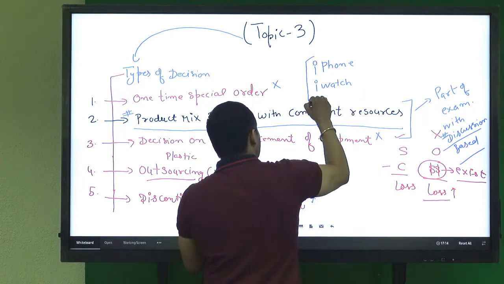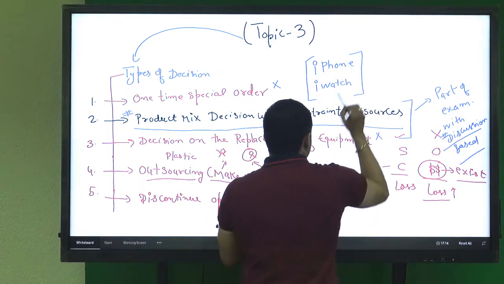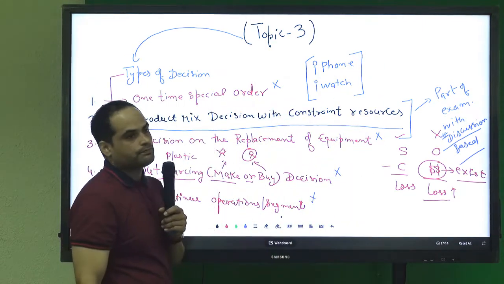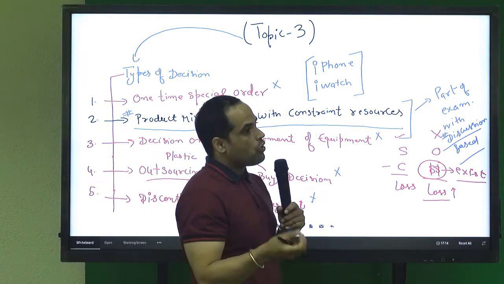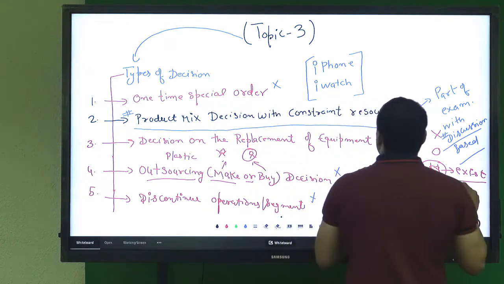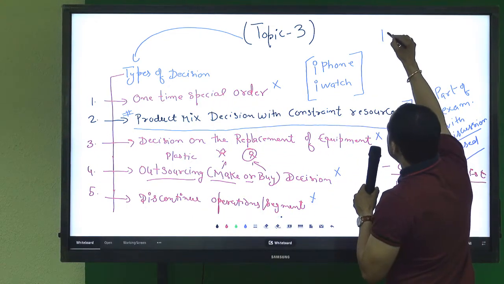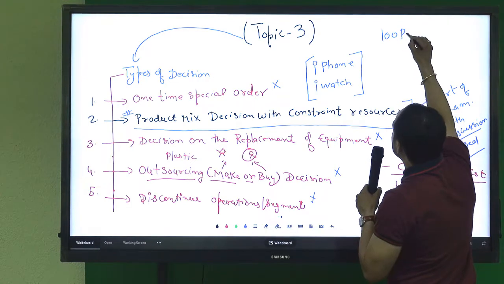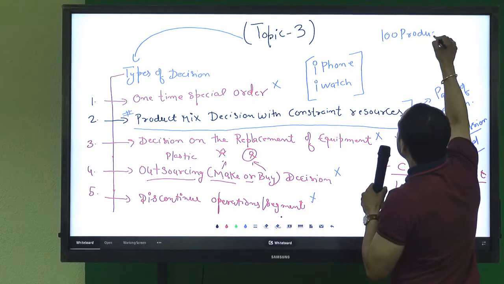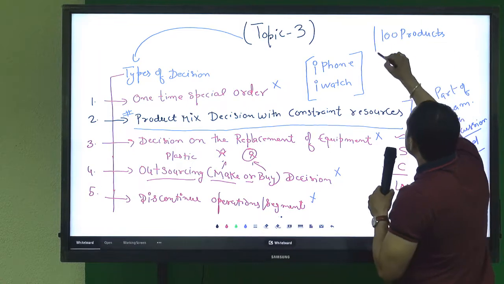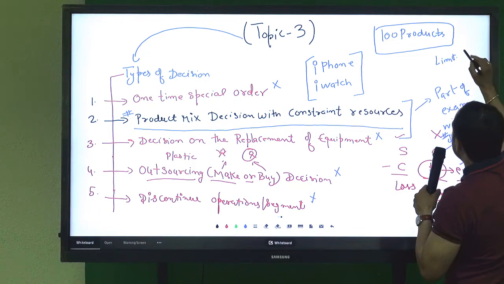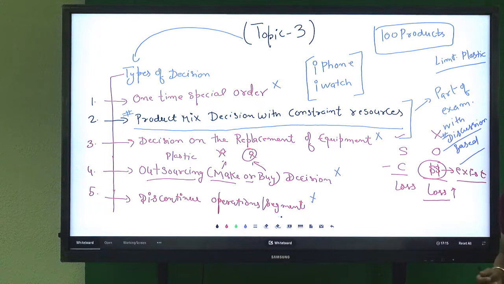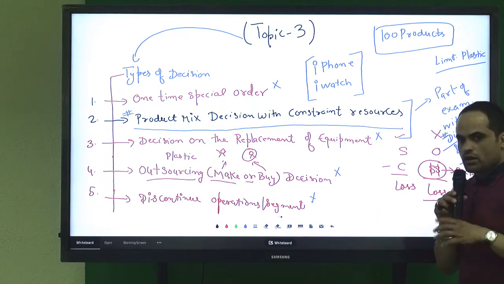Company has two kinds of product, iPhone and iWatch. No matter iPhone or iWatch, company can produce a maximum of 100 products. Why? Because company has limited plastic, limited raw material. So raw material is your constraint resource or limiting factor.